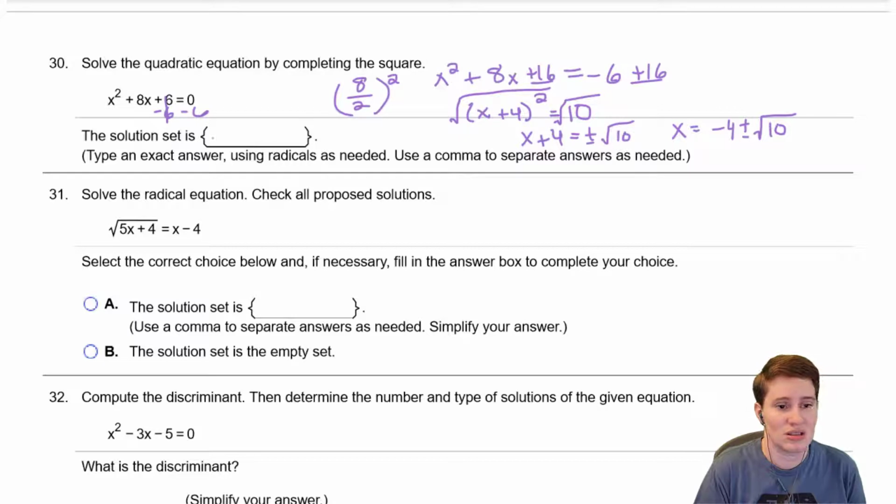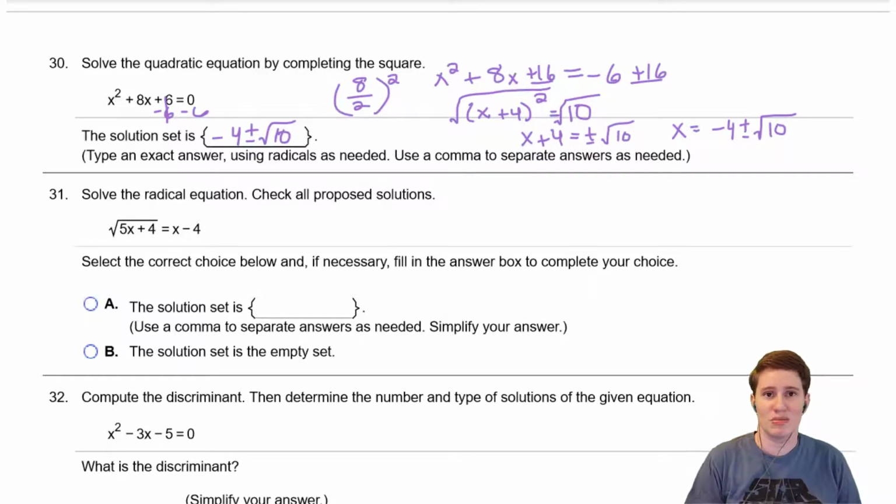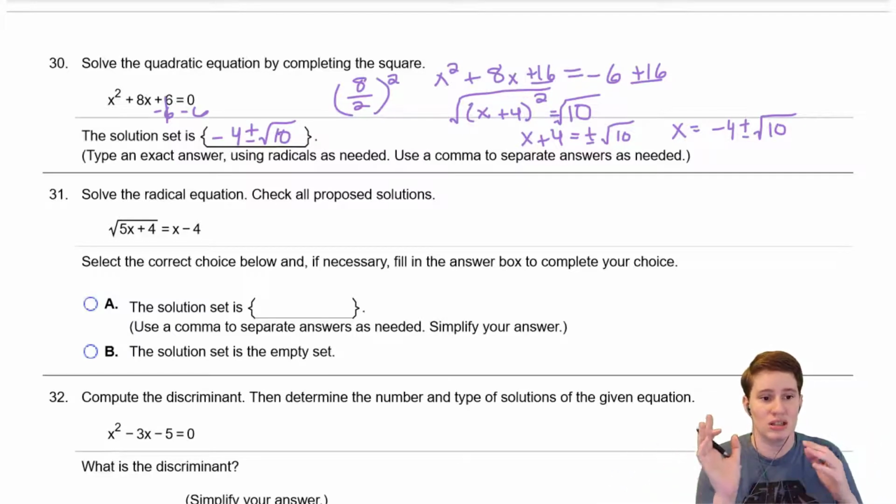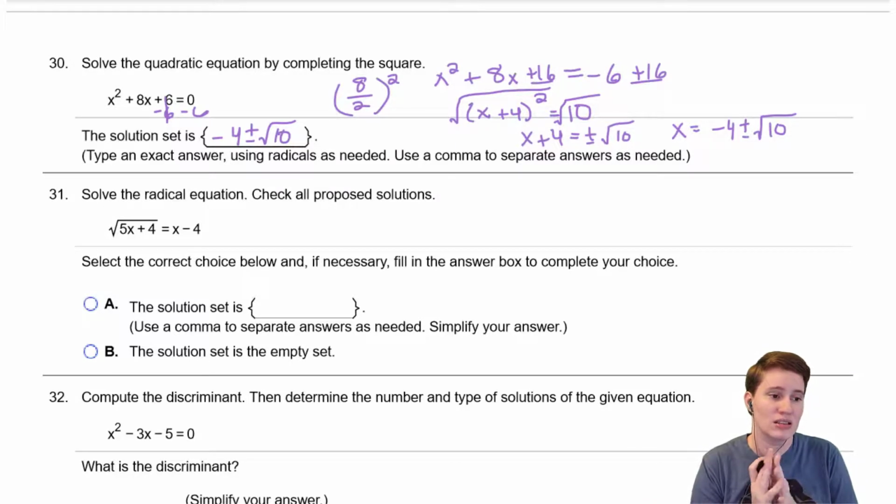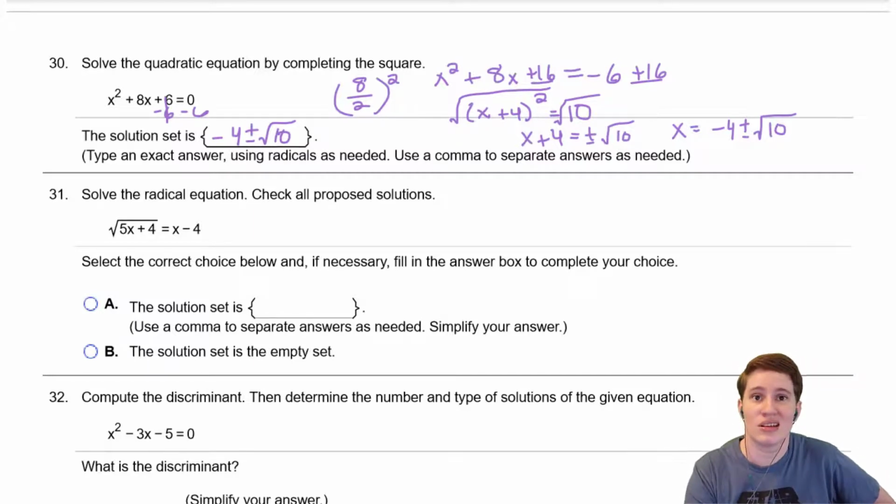Our solution set is -4 plus or minus square root of 10. Depending on your teacher, they might be picky and want you to separate those into 2 separate things, -4 plus square root of 10 and -4 minus square root of 10, but you'd have to ask your teacher specifically about that. It does say to use an exact answer, and so remember that square roots are exact, whereas if I type this into my calculator and get a decimal, I have to round, and that makes this less exact. So this is the answer I believe it is looking for.